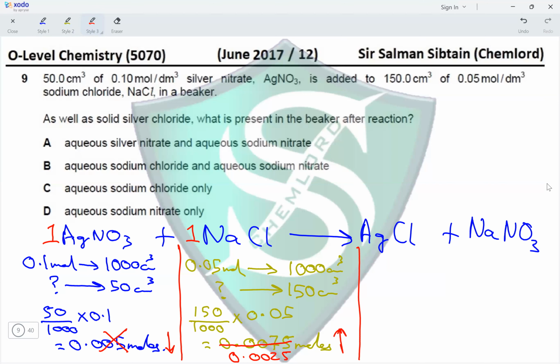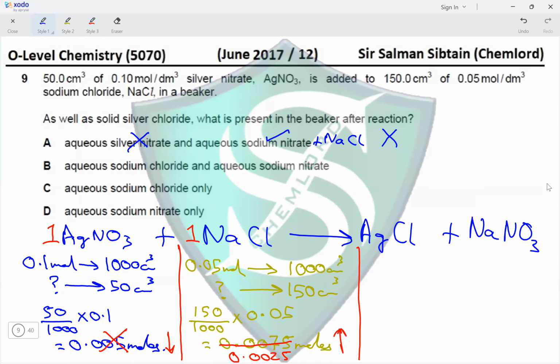So now let's look at the options. A, aqueous silver nitrate and aqueous sodium nitrate. Silver nitrate will not be remaining after the reaction. It is the limiting reactant. So silver nitrate would be used up. Sodium nitrate would be there along with NaCl, which has not been mentioned. So option A is incorrect.